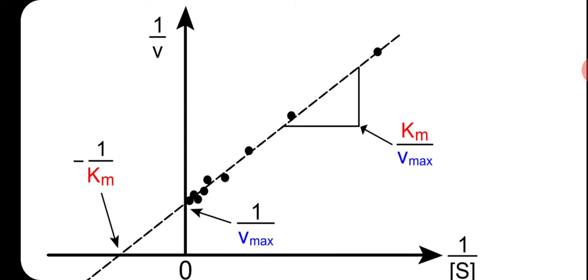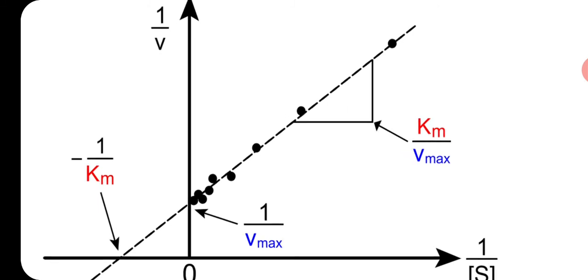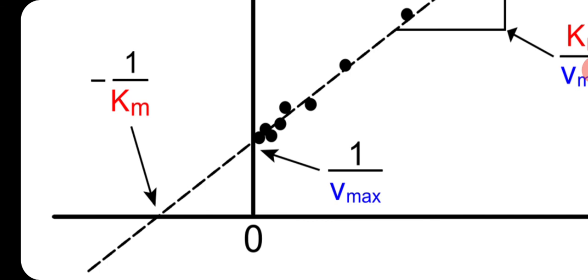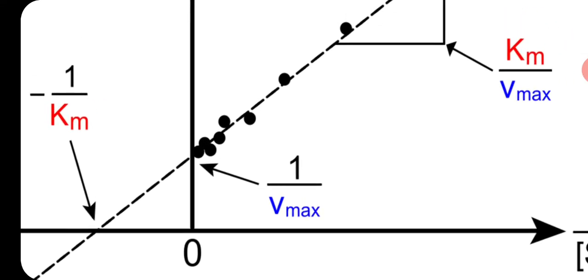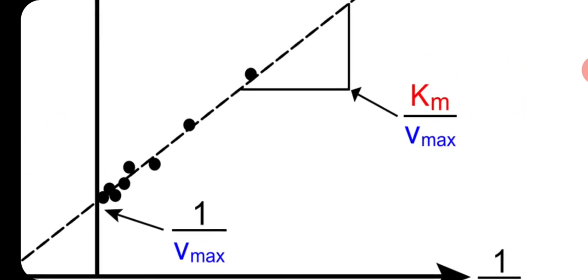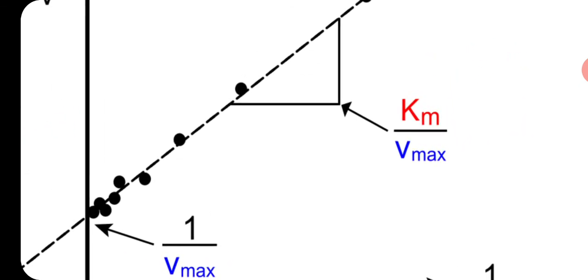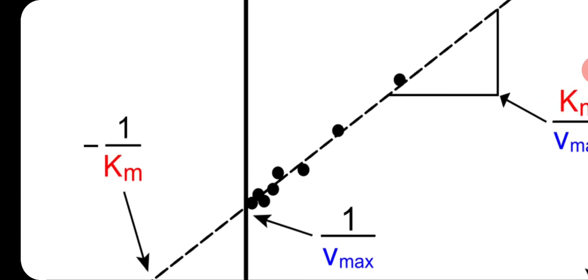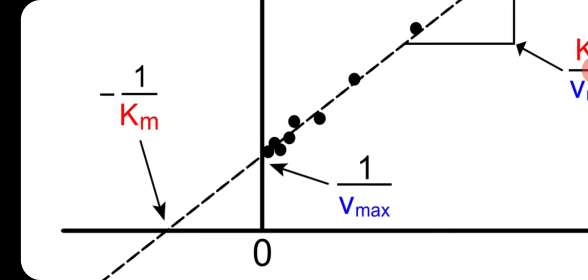Your graph may move towards the left-hand side, which means towards negative. So first you draw this graph and then try to find out the values. Where this graph cuts the x-axis, it is minus 1 upon Km. Then from this you can calculate Km. From where this cuts on the y-axis, you can calculate 1 upon Vmax. So Vmax can be calculated. You don't need to worry about the intercept, which is Km by Vmax. So if you want to calculate Vmax and Km, you have to draw the graph of 1 by S and 1 by OD.